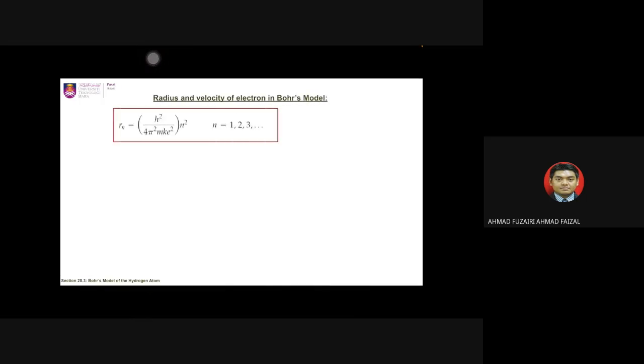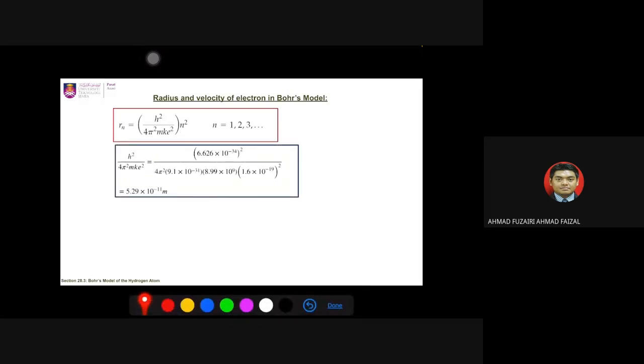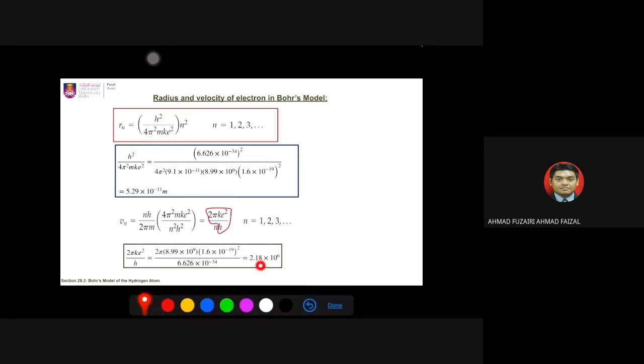If you substitute the constant values into this equation, we will get 5.29 times 10 power of negative 11 meter. So basically we can say that the radius of an orbital is equal to 5.29 times 10 power of negative 11 n². Same goes for the velocity of an electron in an orbital. If we simplify this, we will get 2.18 times 10 power of 6. Then the velocity of an electron is equal to 2.18 times 10 power of 6 divided by n.